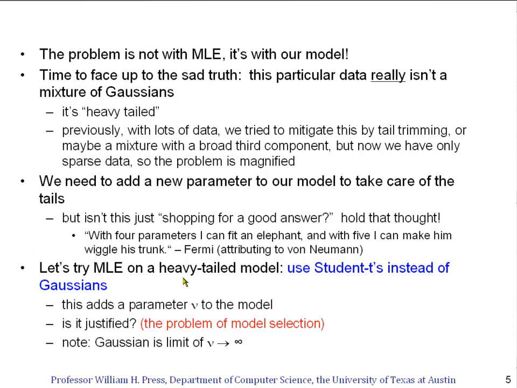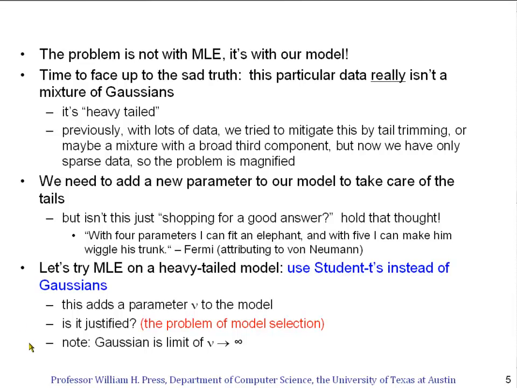But let's try it. Let's try a maximum likelihood estimate on a heavy-tailed model, and we'll make our model heavy-tailed by using student t-distributions instead of Gaussians. And we will limit it to 2 components, because that's what intuitively we keep seeing in the data. So this adds a new parameter, nu, which is the index in the student t-distribution, to the model. And we're going to have to come back and ask, is this parameter justified? And that's exactly the problem of model selection. How far can you go in adding parameters to a model until you get a good fit?